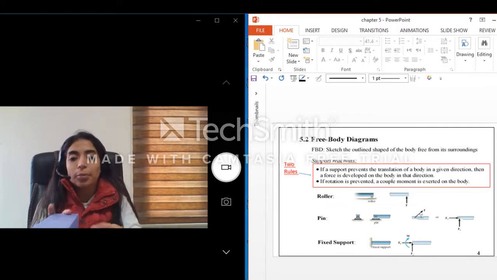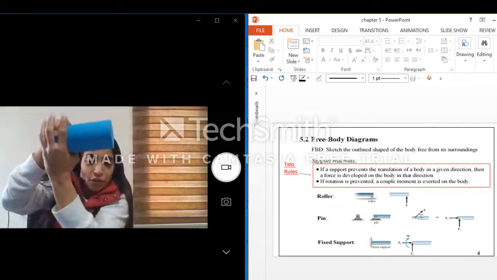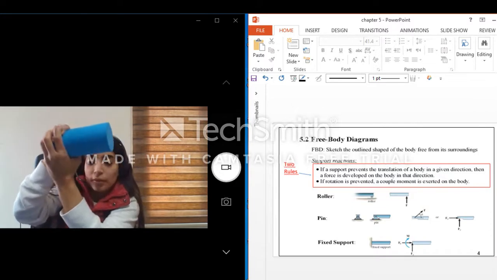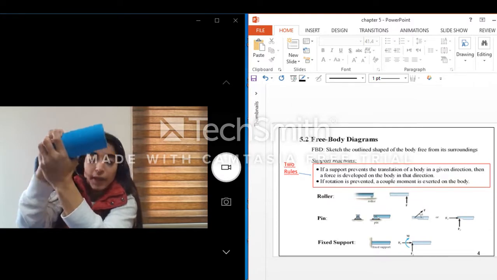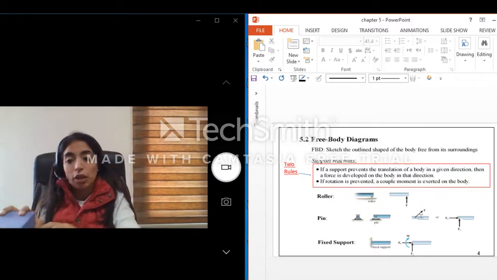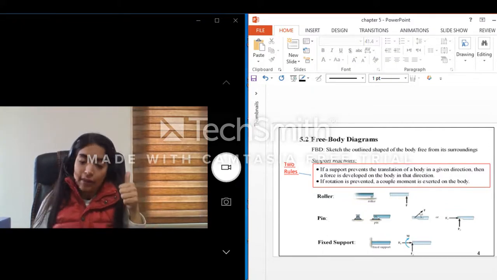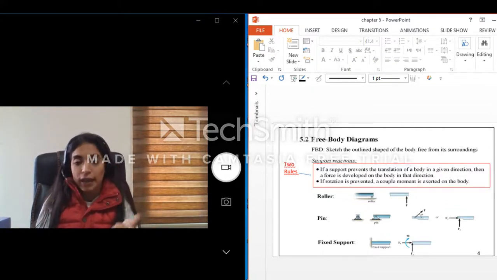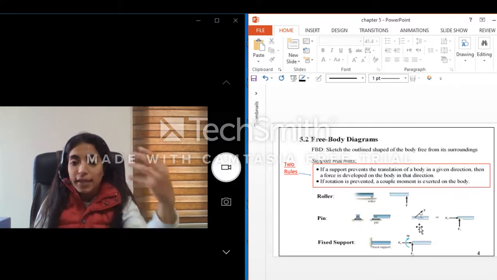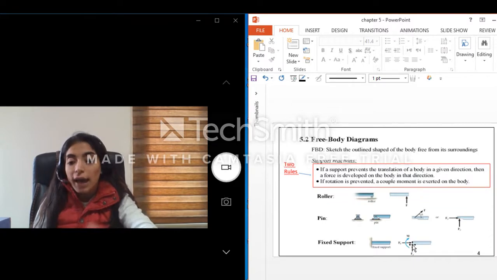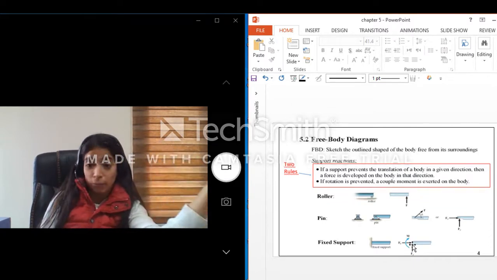So in the case of fixed support, guys, at this point I have a support that is also preventing the rotation. Okay? And in this case I have three reactions. The first reaction is basically the vertical reaction, the second is the horizontal reaction, and the third one is a couple moment reaction. So as you can see here, at this point I should put F1 or Fy, Fx, and a moment. And basically to prevent the rotation at this point, the sum of moments at this point should be equal to 0.